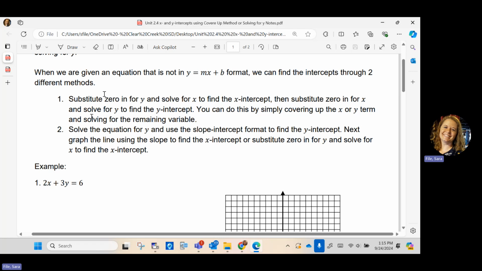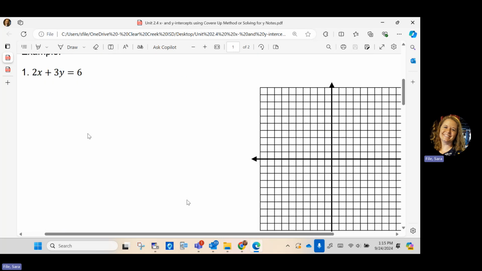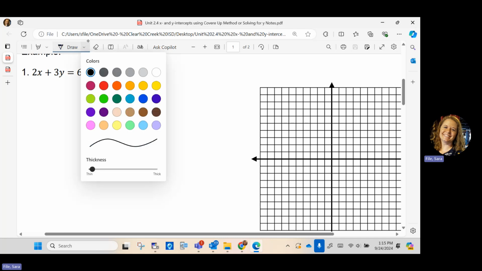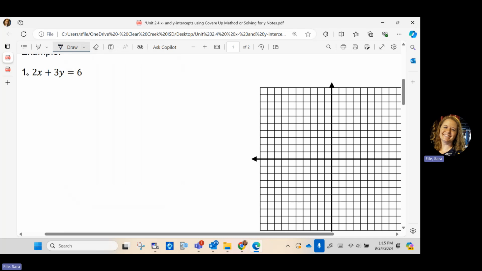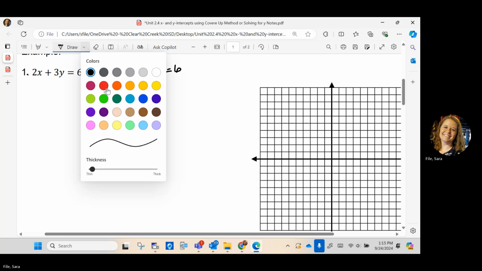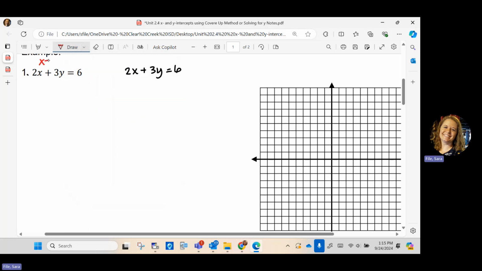Now I'm going to show you what that looks like algebraically, and then I'm going to show you why we call it the cover-up method. So we're going to look at this first example here, and I'm going to write it out twice because we're finding two things. We want the x and the y-intercept. So I'm just going to copy the equation down over here because I'm going to solve twice. First I'm going to find the x-intercept.